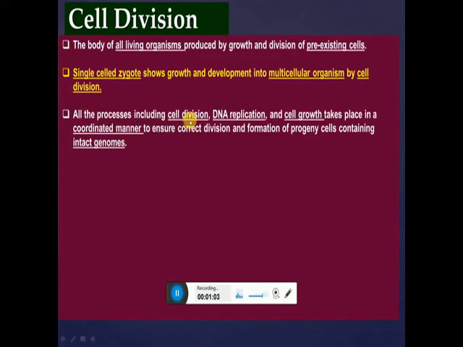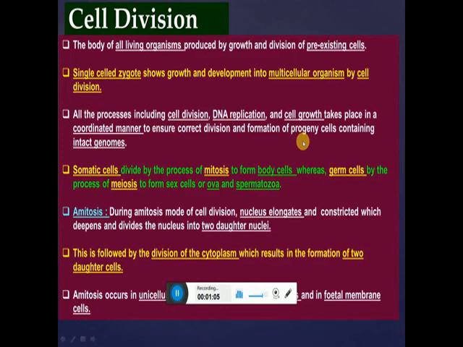All the processes including cell division, DNA replication, and cell growth take place in a coordinated manner to ensure correct division and formation of progeny cells containing intact genomes. Somatic cells divide by the process of mitosis to form body cells, whereas germ cells divide by the process of meiosis to form the ova or spermatozoa, that is gametes. The germ cells form the male and female gametes, and the body cells, that is somatic cells, multiply, they divide by the process of mitosis.